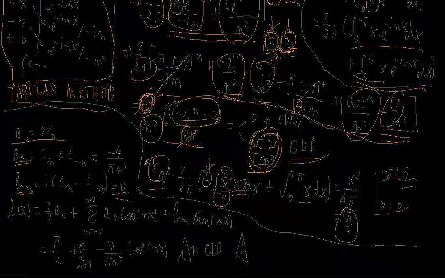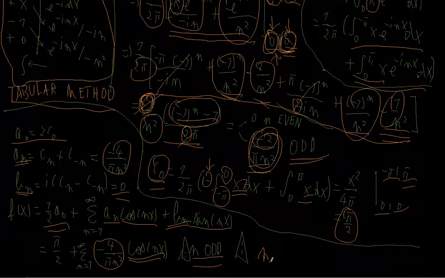And so I have my real Fourier series, which is equal to 1/2 a sub 0, so pi over 2, plus the sum from n equals 1 to infinity of a sub n times cosine nx plus b sub n times sine nx. So this b sub n is 0, and a sub n is this value here, and so we're left with pi over 2 plus the sum from n equals 1 to infinity of negative 4 over pi n squared times cosine of nx. And here, remember, n is odd.